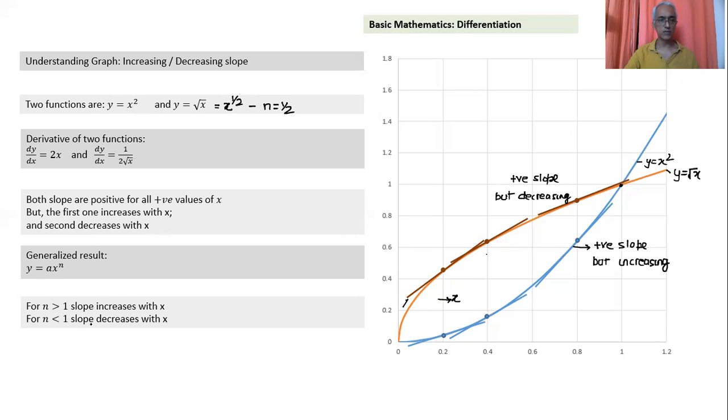We can again check with the derivative. And when n is less than 1, slope decreases with x.